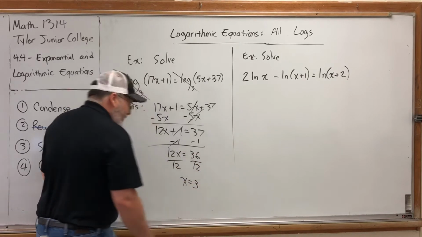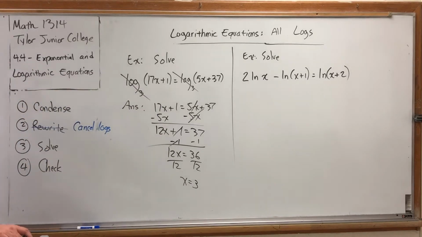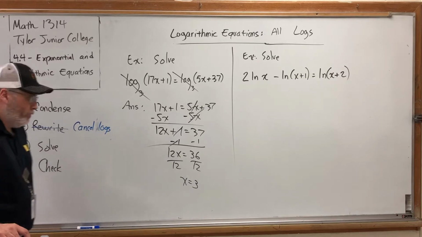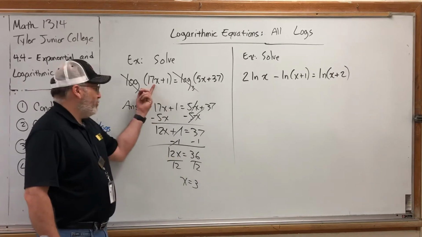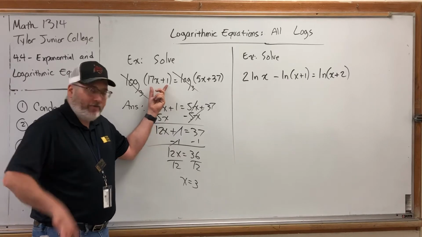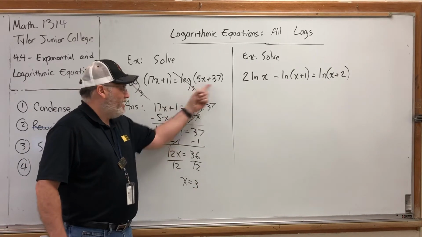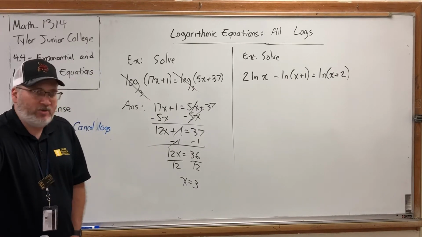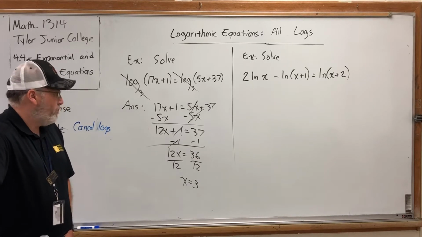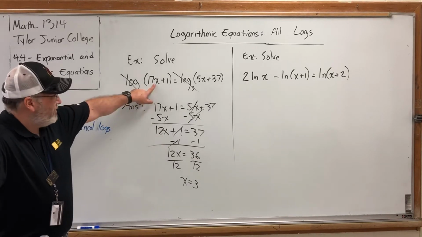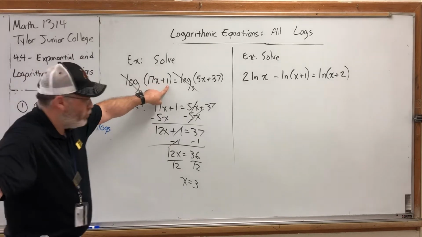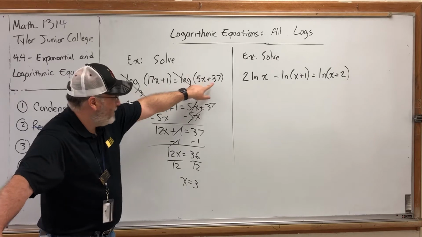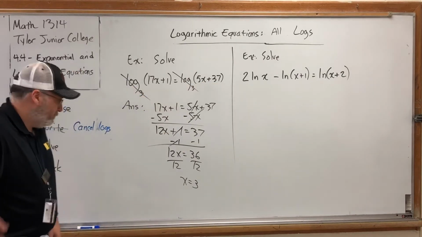But before you stick a fork in it or put a box around it, better make sure it's not extraneous. That basically boils down to, when I substitute it back in, will it cause any of the arguments to be negative or 0? A real quick look will go, no it won't. 17 times 3 is positive, add 1 and it's still positive. 5 times 3 is positive, add 37, it's still positive. If you really want to make sure it's a solution, make sure the arguments end up being the same. 17 times 3 is 51, plus 1 is 52. 5 times 3 is 15, 15 plus 37 is also 52. So we're good.